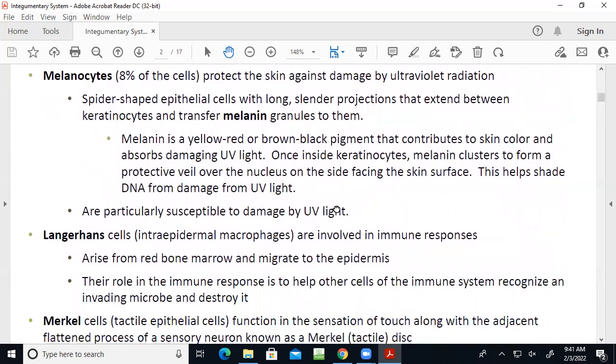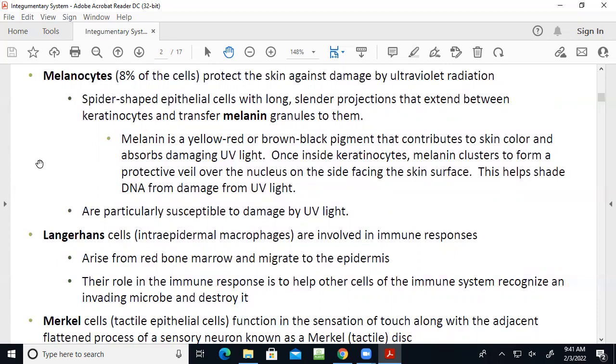Okay, the next type of cells are called melanocytes. They represent 8% of the cells, and they protect the skin against damage from UV radiation. Ultraviolet radiation comes from the sun, most notably, in its natural state. You can also get UV rays from going into a tanning bed, which is very unhealthy. It's really bad for your skin. So if you do it, just be careful. Tanning's not a great thing.